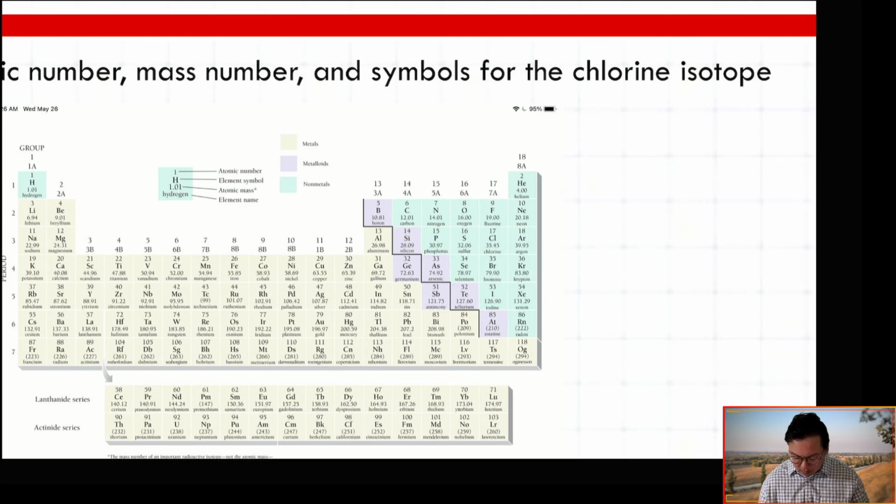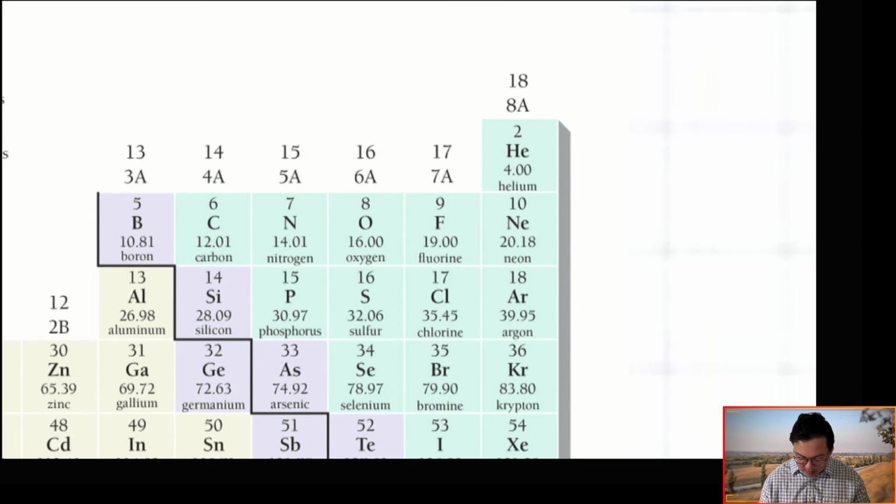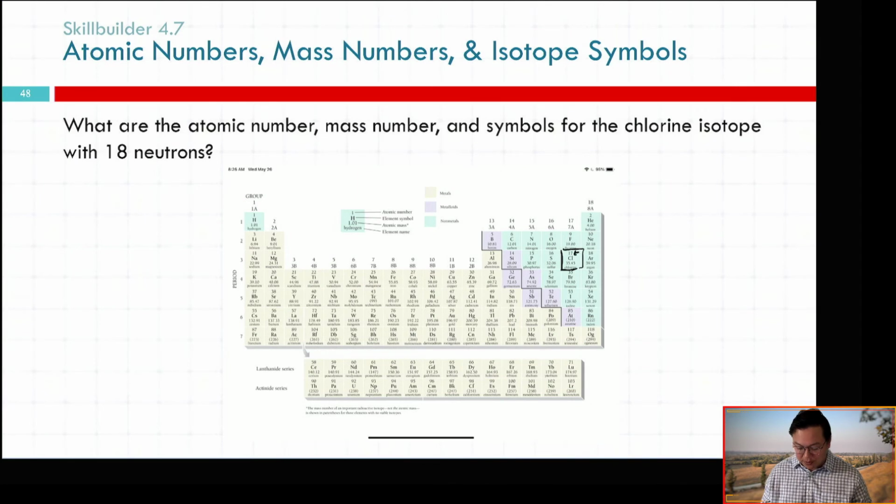Anyways, so if we find chlorine, right over here. Whoa, I think I moved it. Anyways, chlorine is here, and so we have our atomic number, 17 also. Again, make note. Chlorine is in group 7A, so that makes chlorine a halogen.